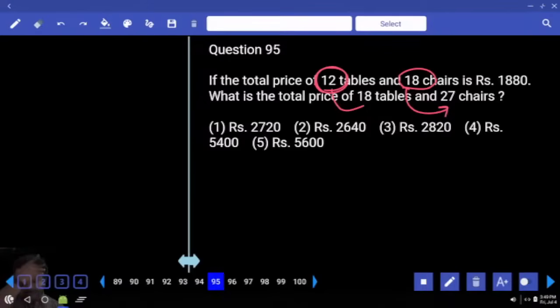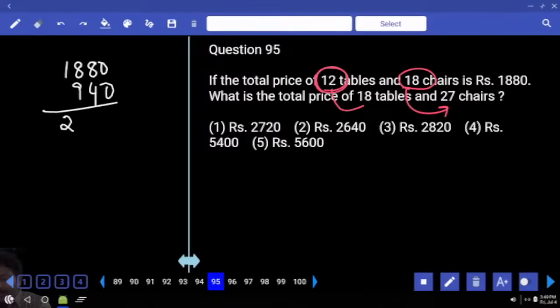Half of chairs, 18 plus 9, that is 27 only. So tables wise half increased, chairs half increased, price half increase. Existing price 1880, half both, 2820.